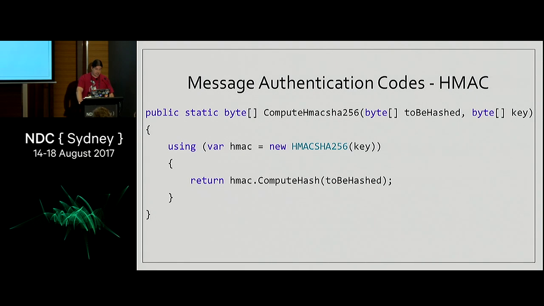But again, they're very easy to use. So we have a method here. We pass in a byte array of our data we want hashed. We pass in a byte array which represents our key, so 32 bytes of random data. We create an instance of the HMACSHA256 object, and we pass the key into the constructor. Then we simply call ComputeHash on that object, passing in our data that we want hashed, and we receive a byte array at the back, which is our hash code.